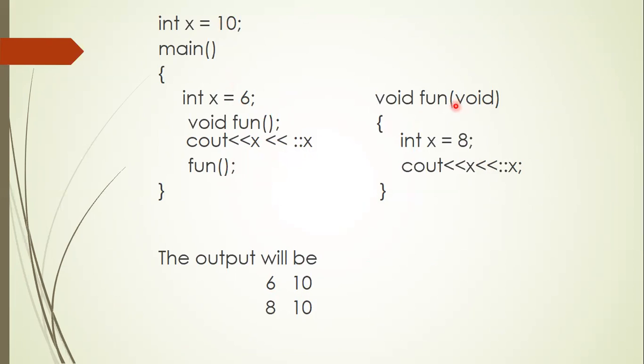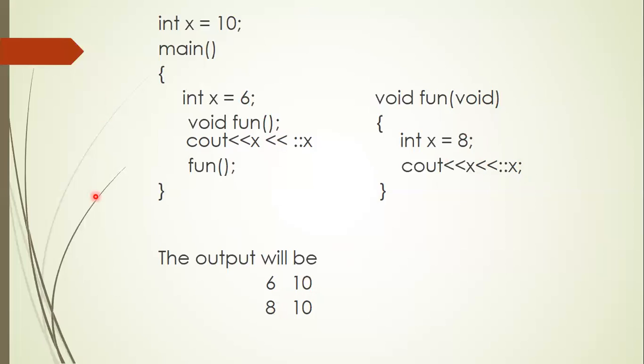The control jumps here. Declare another variable called x with the value 8. Then again cout x without the scope resolution operator, then with the scope resolution operator. Without scope resolution means the local value 8. Then with scope resolution means the global value of x.